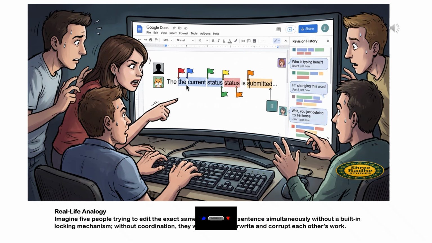Imagine 5 people editing the exact same Google document at the same time. If everyone starts typing on the same sentence simultaneously, they will overwrite each other's work. The final document may become confusing or even corrupted. To prevent this, people usually take turns or use editing permissions. Similarly, in shared memory, processes must coordinate their access using synchronization techniques. Without proper coordination, the shared data can easily become inconsistent.